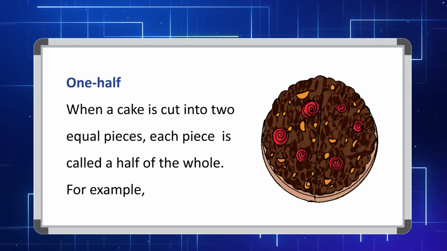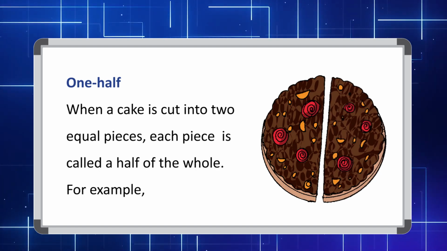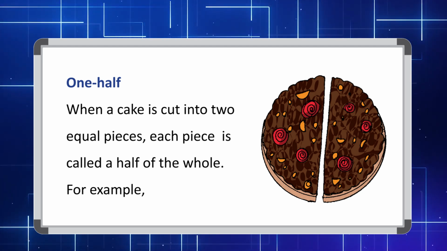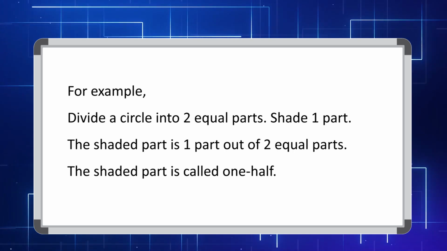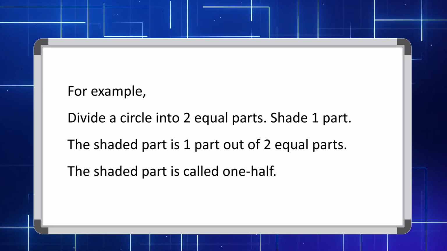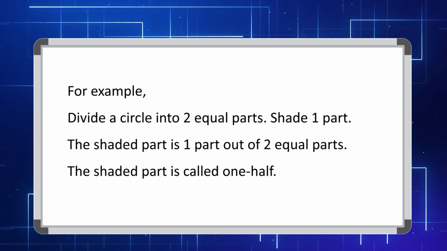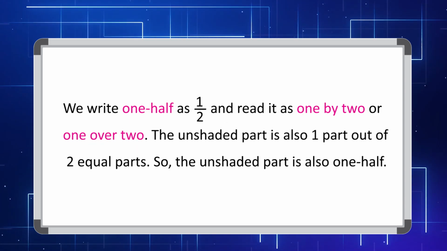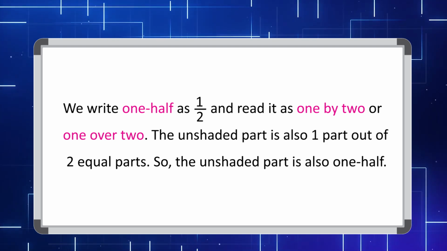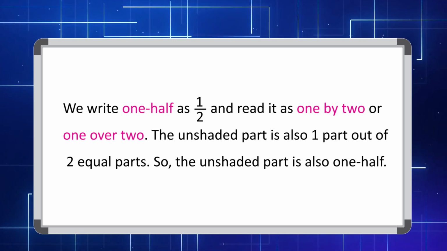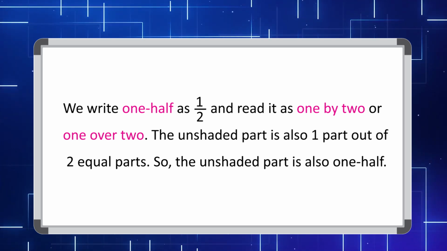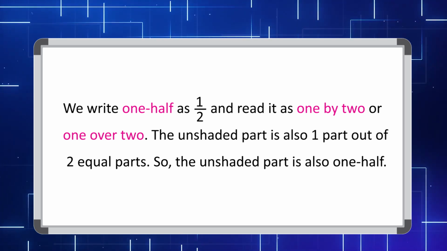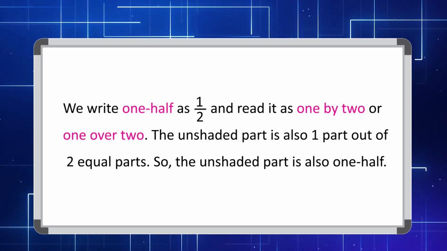1/2. When a cake is cut into two equal pieces, each piece is called a half of the whole. For example, divide a circle into two equal parts. Shade one part. The shaded part is one part out of two equal parts. The shaded part is called 1/2. We write 1/2 as 1/2 and read it as one-half. The unshaded part is also one part out of two equal parts.